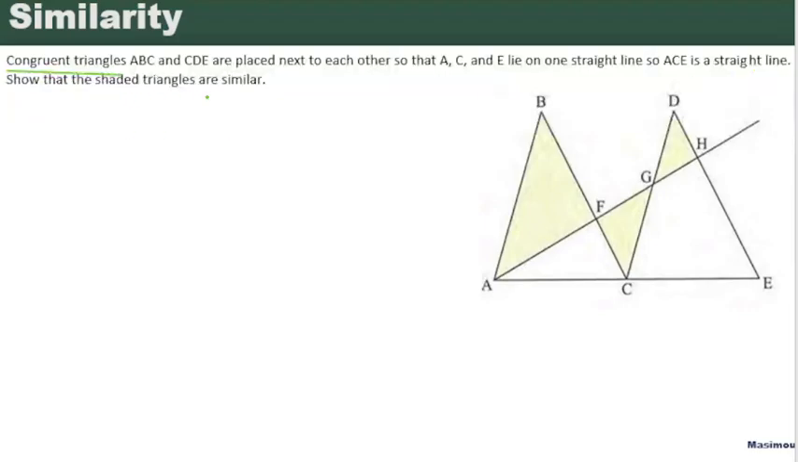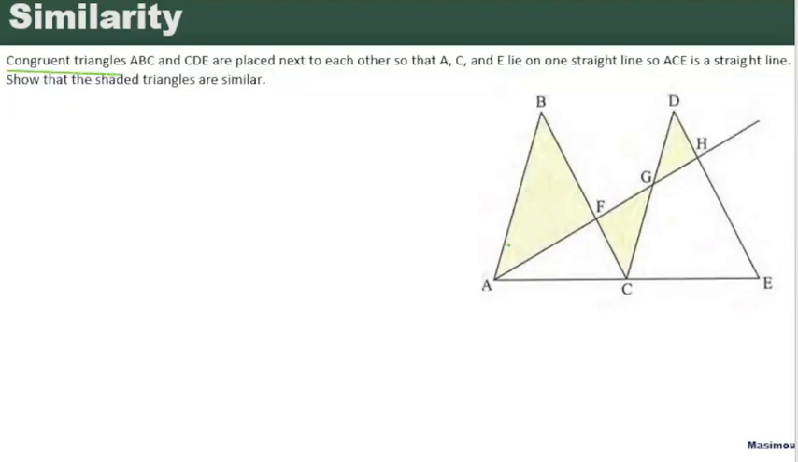Show that the shaded triangles are similar. And the shaded triangles means this triangle, this triangle and this triangle. I hope they are clear. Anyway, first of all, to prove these three triangles are similar, I start to show that this line AB and this line CD are parallel.